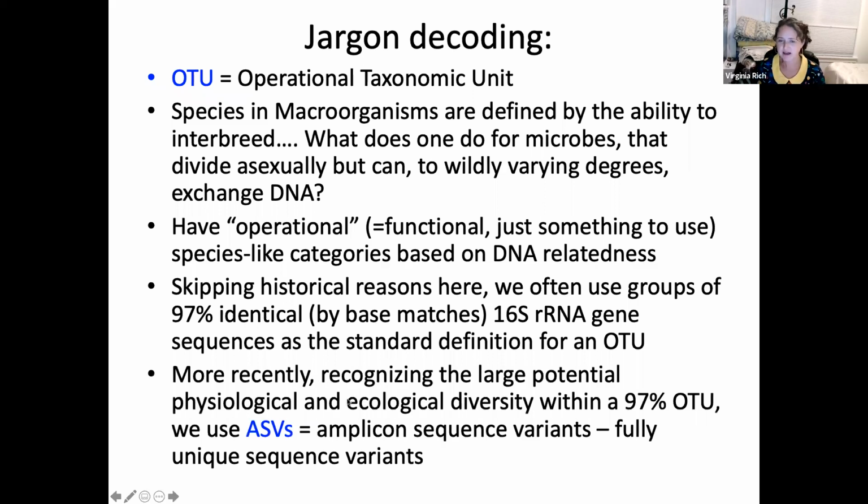And more recently, because so much diversity of phenotype in terms of physiology and ecology can be squished together within a 97% OTU, now a lot of these amplicon studies will use ASVs, which are amplicon sequence variants. Here we're looking at uniquely different, 100% distinct sequence variants. So those are some terms that you might hear bandied about that it's good to just define.